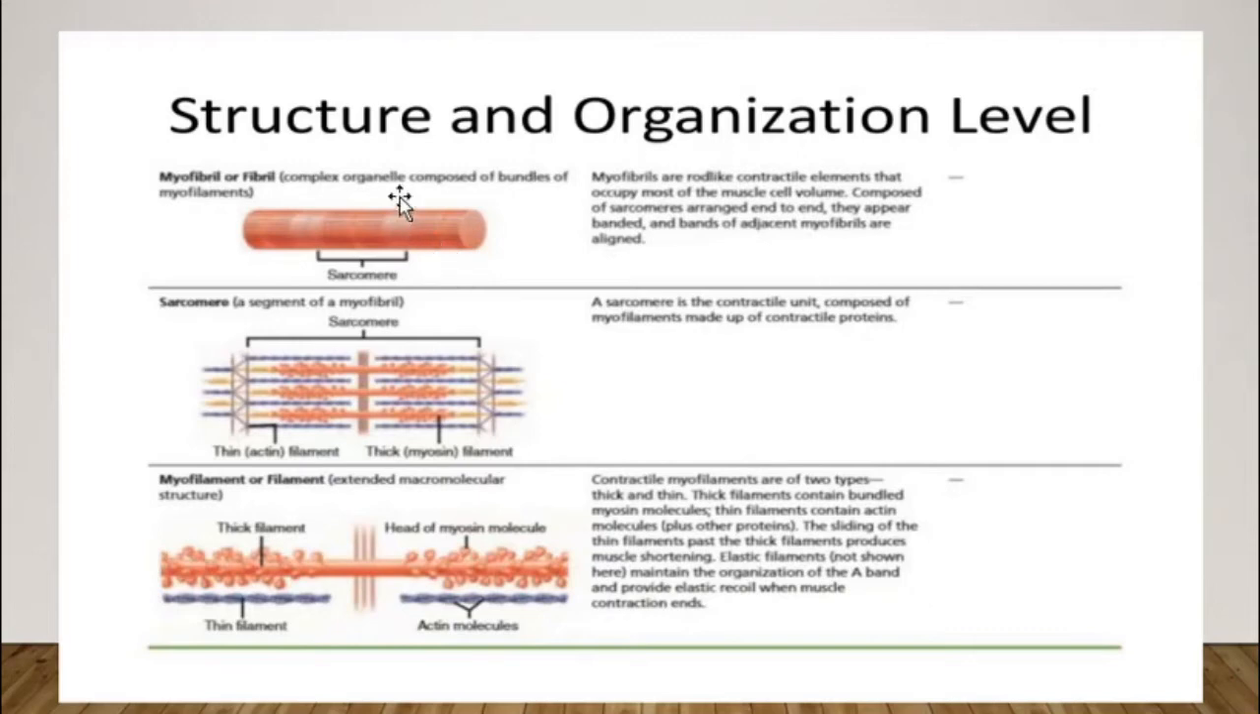So if we take this one unit of sarcomere, we are here, the sarcomere. It is a segment of myofibril. So the sarcomere is a contractile unit composed of myofilaments made up of contractile proteins. So what are those proteins? We have here the actin and the myosin filament. So these are the two kinds of filaments.